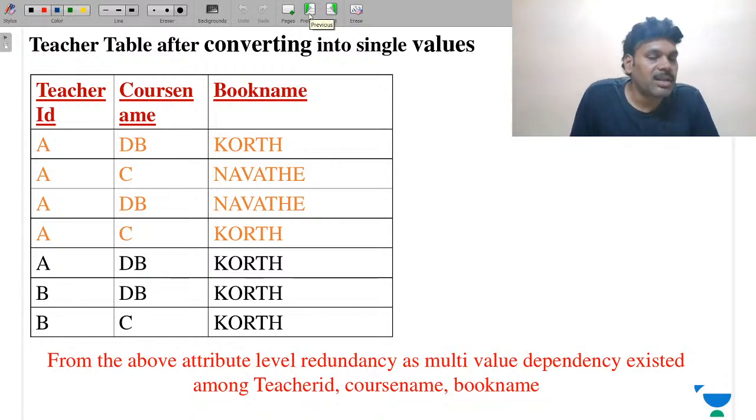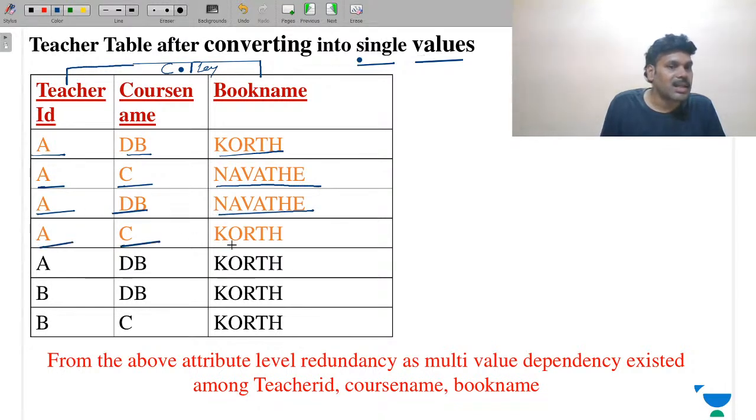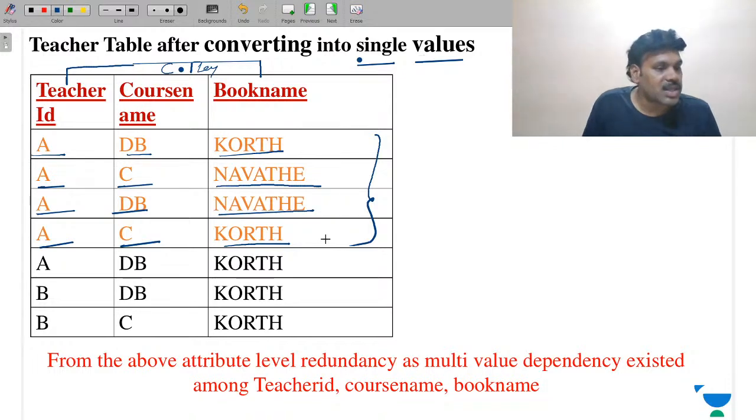Look at the final table after mapping into single values. Now your new candidate key, teacher, course, book together, is your candidate key. See that every tuple is unique. Please observe: A DB Korth is unique, A C Navathe is unique, A DB Navathe is unique, A C Korth is unique. So we are going to cross-check these four tuples. How are these tuples generated?